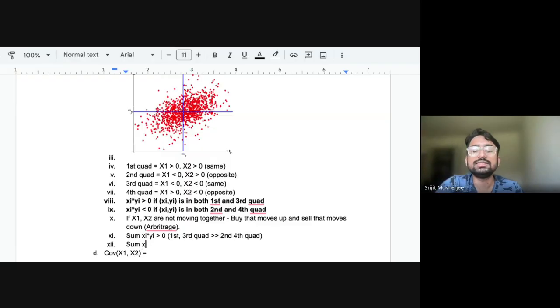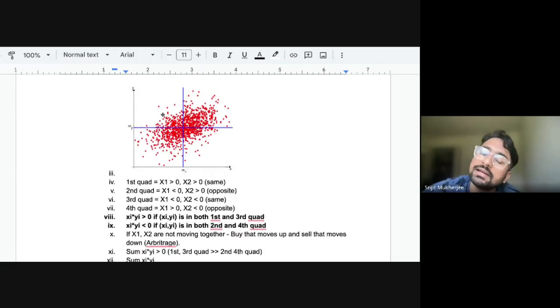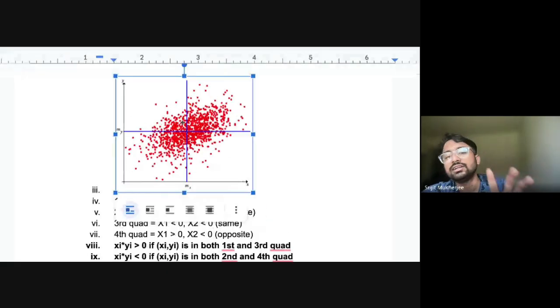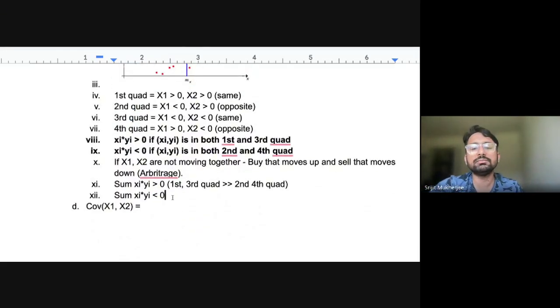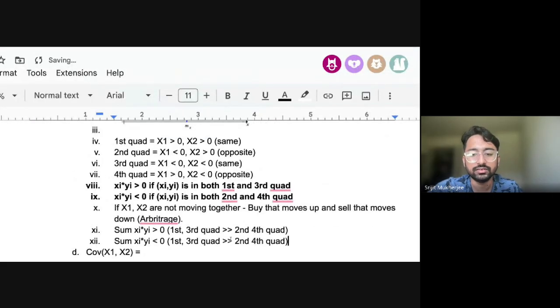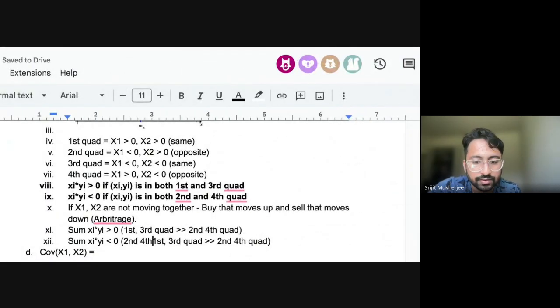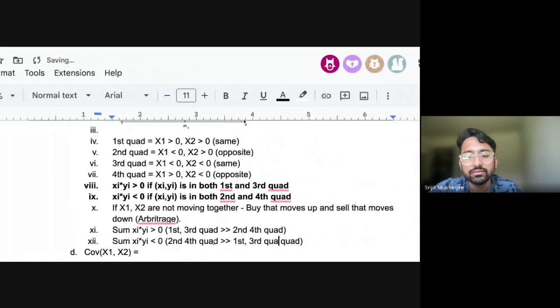And remember, these are all mean normalized. It can also happen that there are a lot of points in the second and fourth quadrants, but they may be close to zero. That also is a possibility, that there is not much diversification out there. If the sum is less than zero, it is the other way around: the second and fourth have taken over the first and third. All of you got it, guys? This is important.